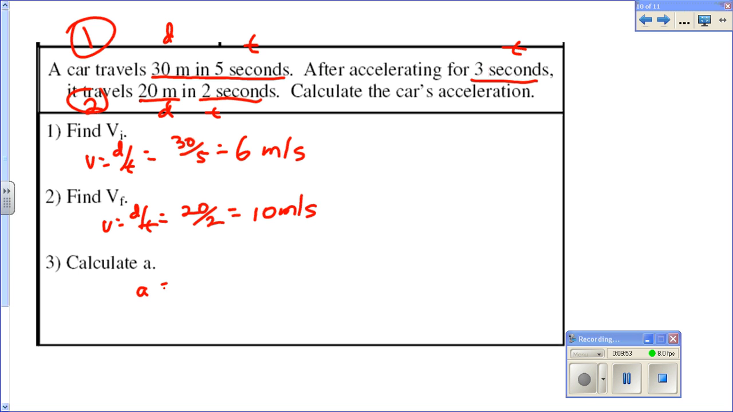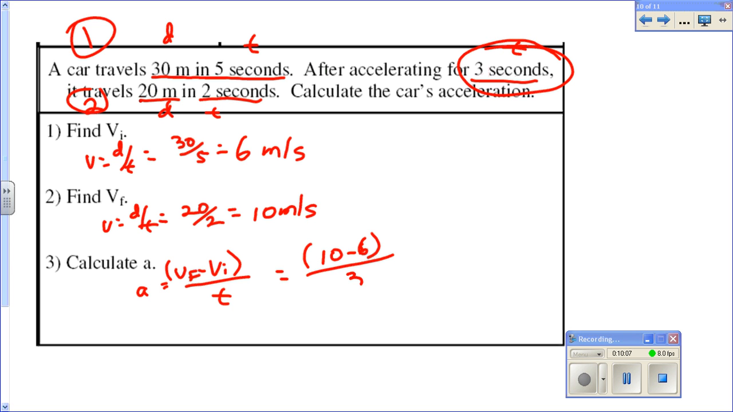And then A is VF minus VI over T. So 10 minus 6 over the time of 3 seconds, because that's the time between each event. So that's 4 over 3, and that's 1.33 meters per second squared.